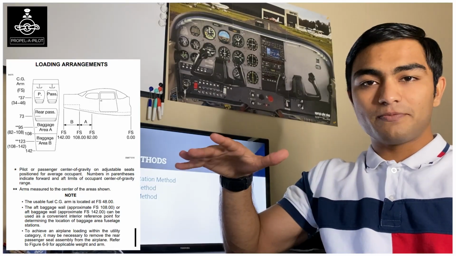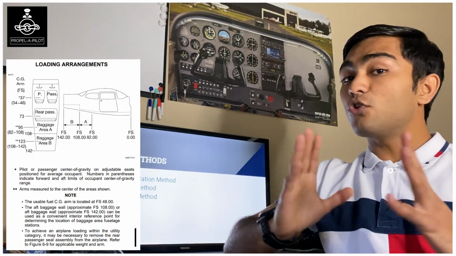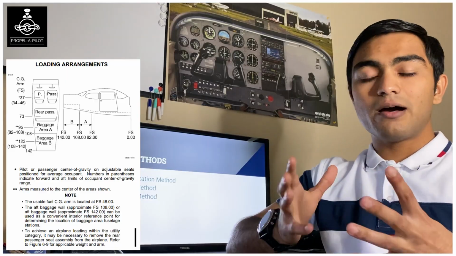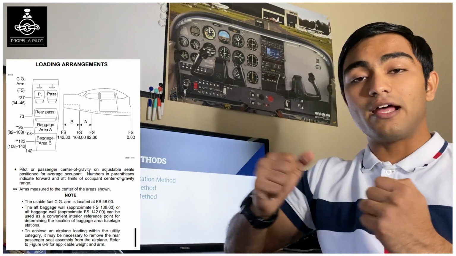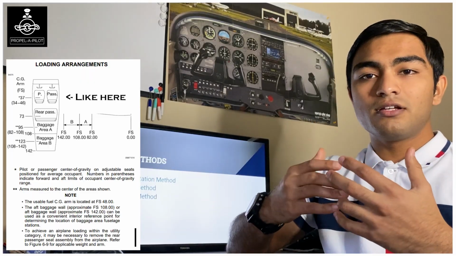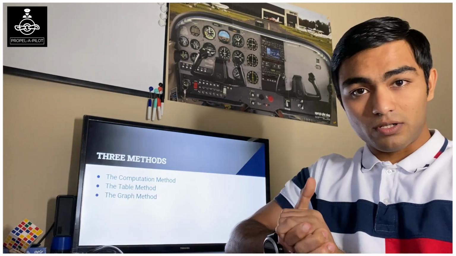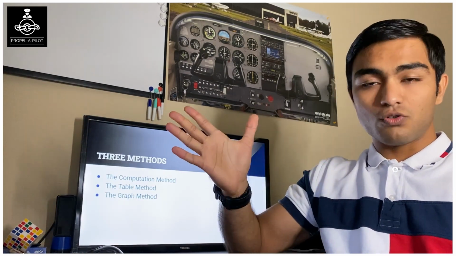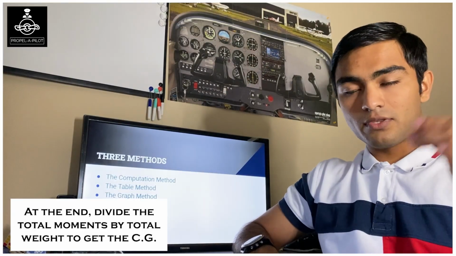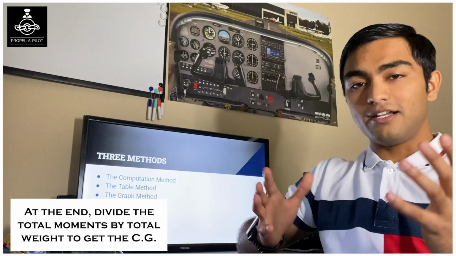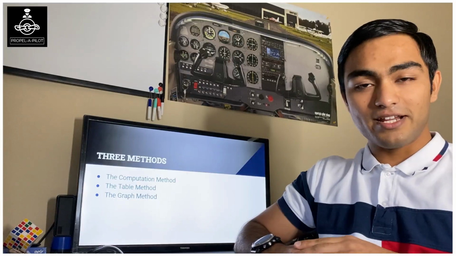get the total moments. Important to note here is that the figure that you get in the POH gives you all the arms. Sometimes the arms of the seats are variable because the seats are adjustable and they can move forward and aft. So please take a note and consider this as well. After adding the moments together, you divide the total moment by the total weight and you get the center of gravity. This is the position of the center of gravity from the reference datum.